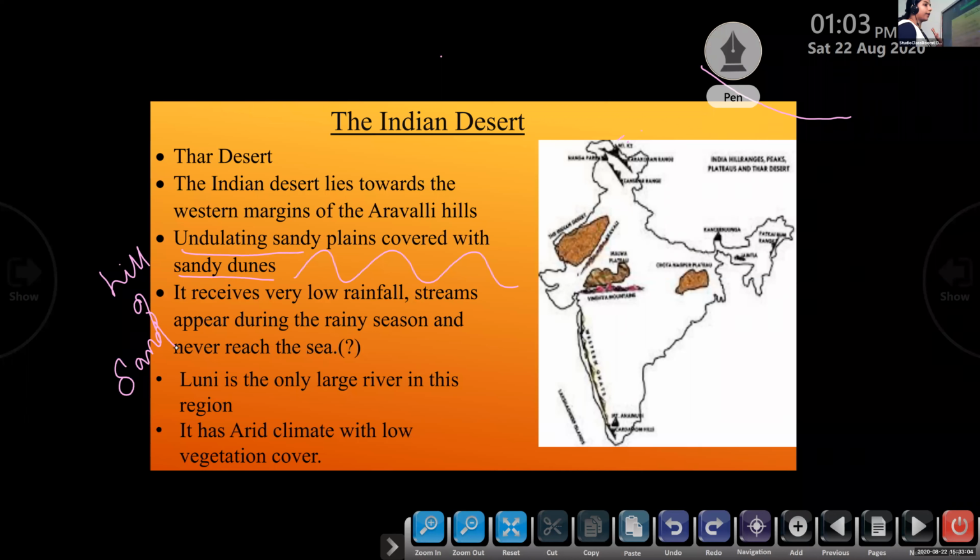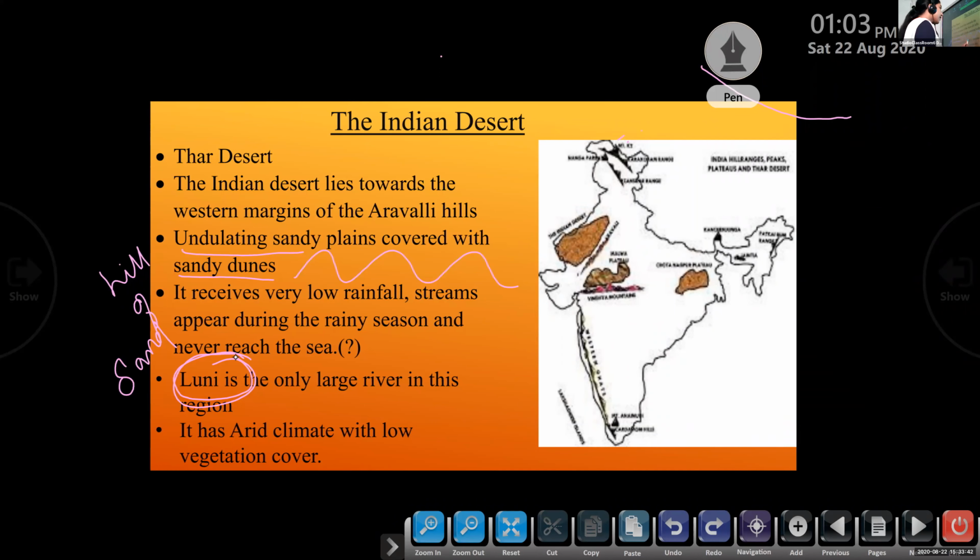The third feature of the Indian desert is that it receives very low rainfall. It's a dry area. So we cannot see many rivers in the Indian desert. Only one river is there in the Indian desert. It is called Luni. What is the name of the river in the Indian desert? Luni. You can expect this as a one mark question. Luni is the only large river in the Indian desert. We cannot see many rivers because it receives very low rainfall.